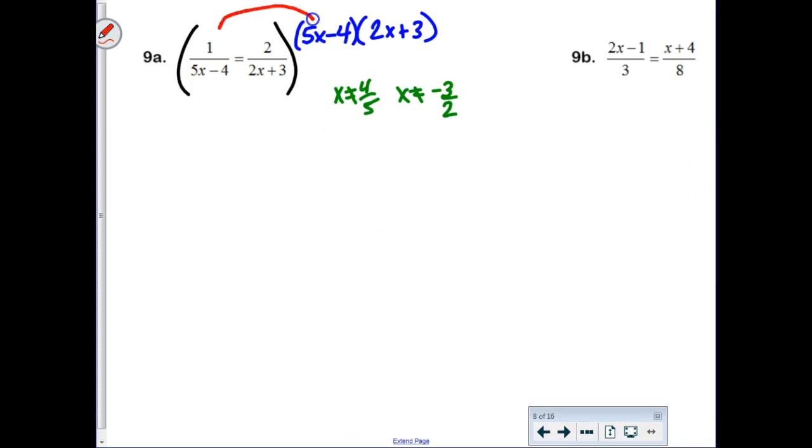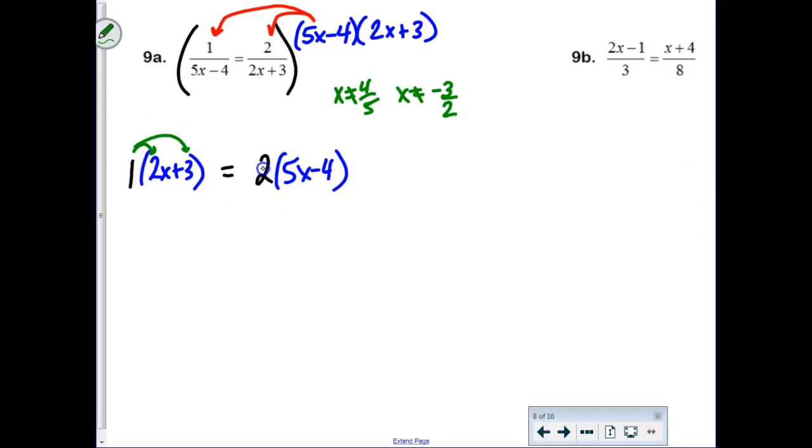So distributing this LCM into the first fraction, the 5x minus 4 is going to cancel, so you still have a 1 times the 2x plus 3. And then an equal sign, and then the next fraction, this time the 2x plus 3 will cancel. So you still have a 2 times the 5x minus 4. And some of you are like, but that's exactly what I got when I used, quote, butterfly method.